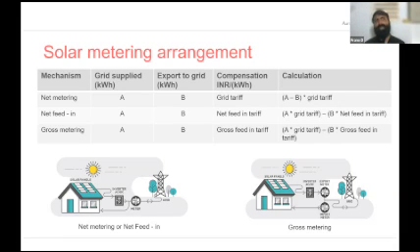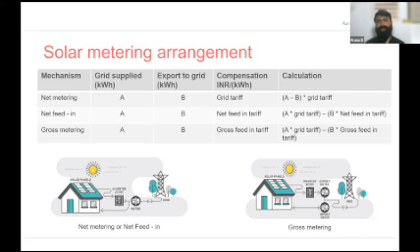from the grid as well as to record the export to the grid from the installed solar system. The calculation also indicates to us that the export is taken at the total generation of the solar from the installed system. That is, no self-consumption is encouraged in the gross metering mechanism.